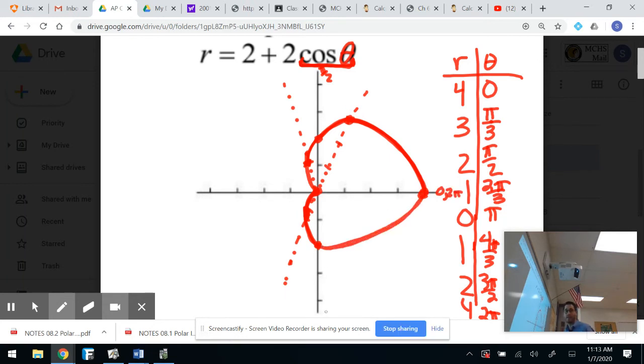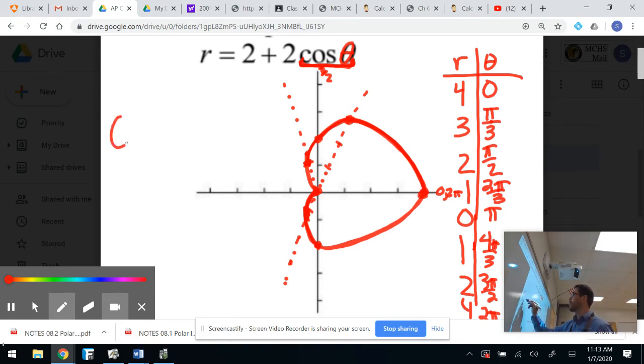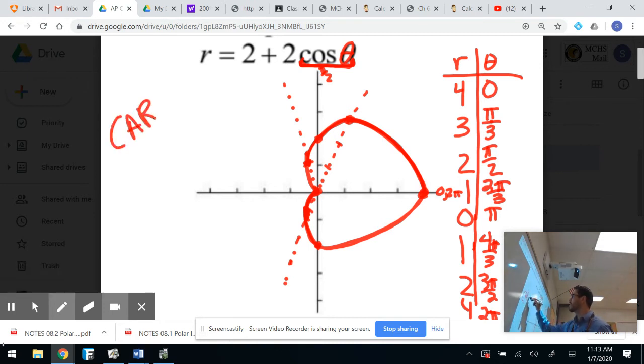Sweet. Oh my gosh, if I turn my head, that looks like a heart. And believe it or not, a heart. What kind of doctor is a heart doctor? A cardiovascular, right? So believe it or not, we call this guy a cardioid.